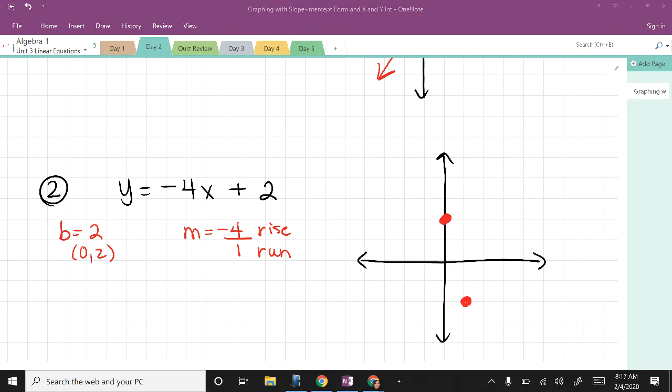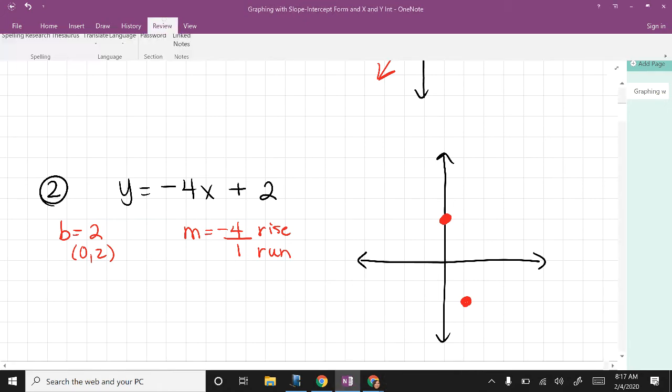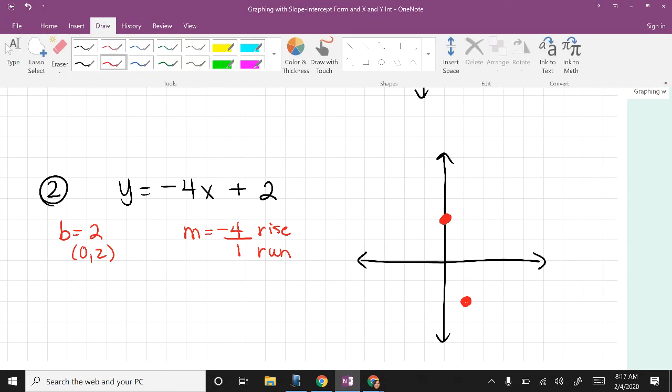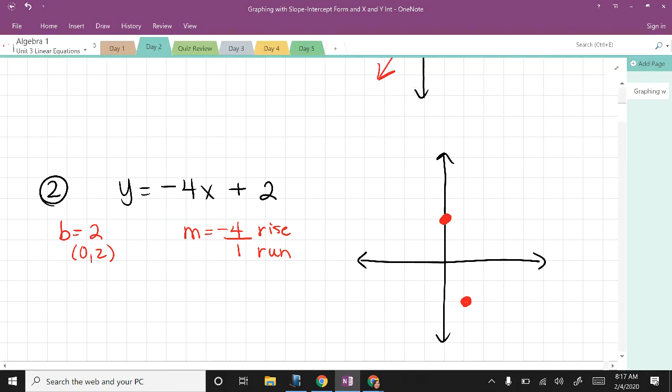Touch screen. Touch screen problems. Hang on. Turn that off, maybe.